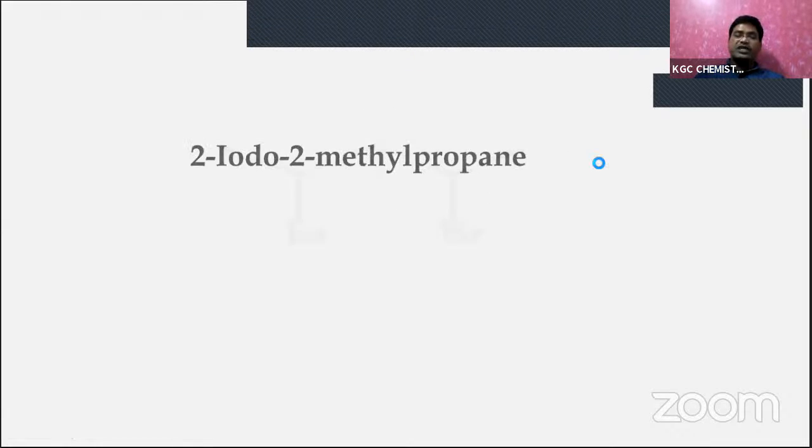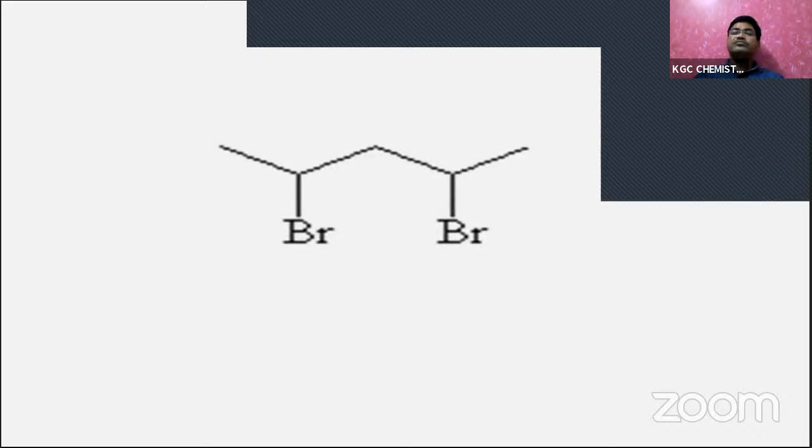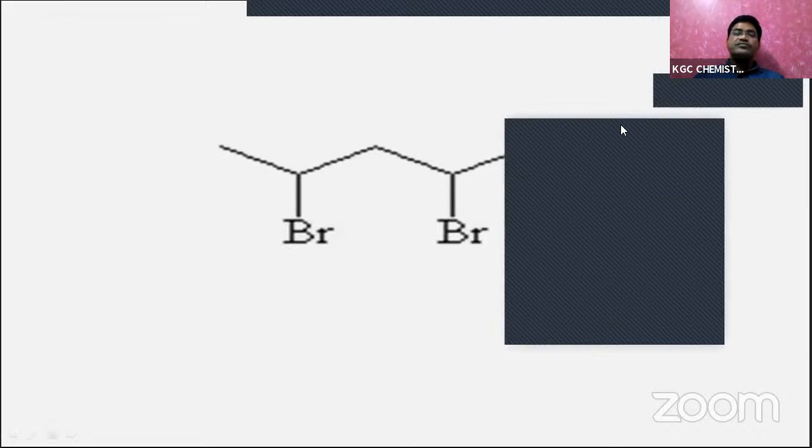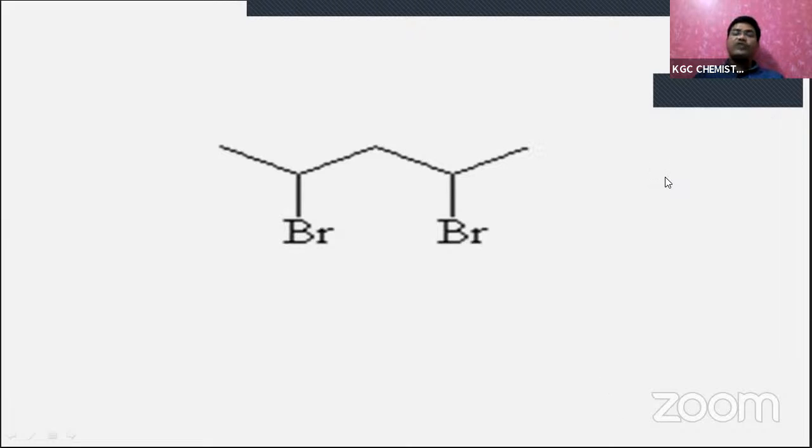See, 2-iodo-2-methyl propane is the name. Can anybody name this compound? Bromopentane. 2,5-dibromopentane. Okay, right. 1, 2, 3, 4, 5. 2,5-dibromopentane. You are right. Very good.